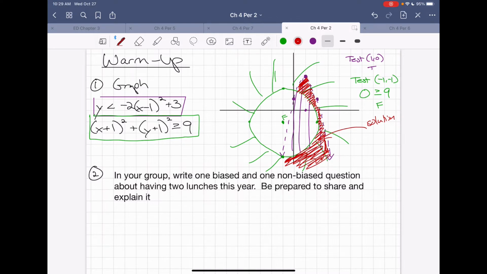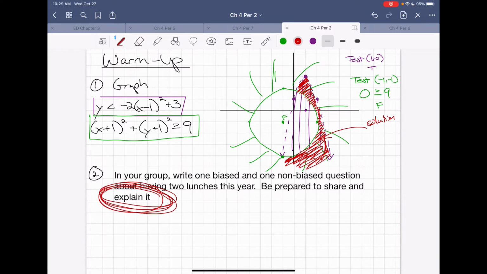You have to explain it. I can't even tell you how many of you are going to forget to explain it and lose 1 out of 3 points on this question. So it's biased because I gave them extra information, or whatever it is you want to say. Then for your non-biased question, we want to be short and sweet and open-ended.